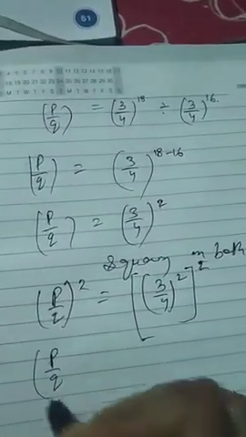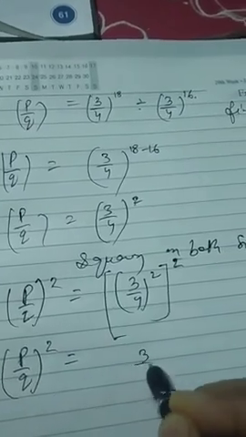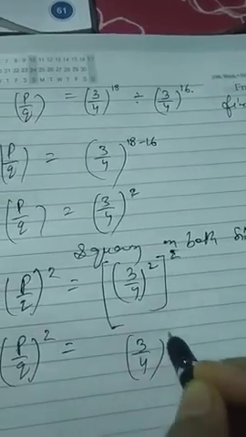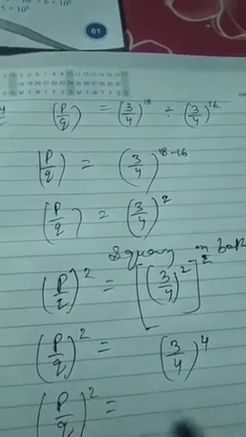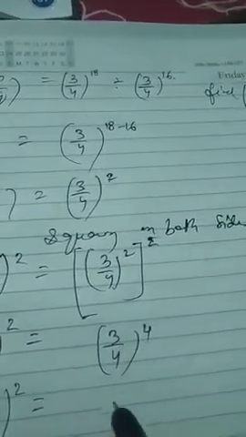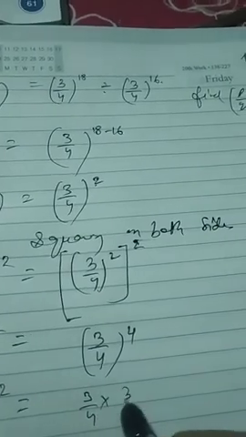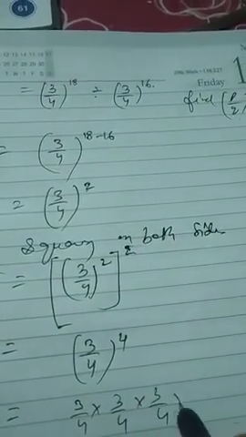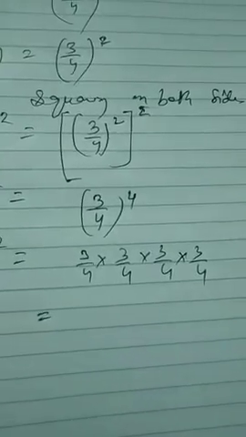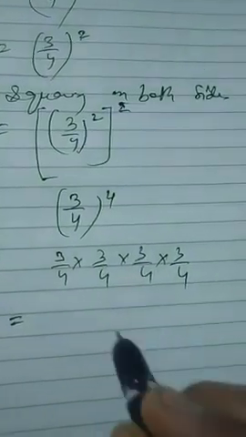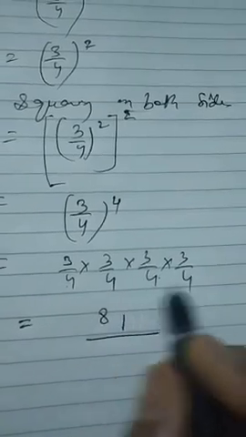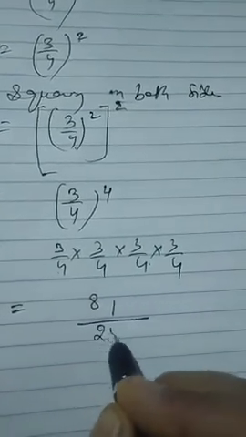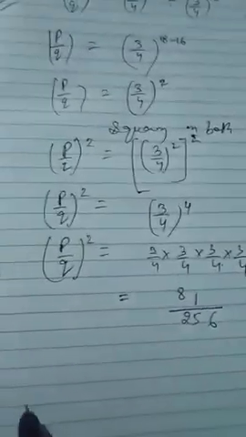Now P by Q square is equal to what? 3 by 4 to the power 2 2s are 4, so its power will be 4. So P by Q square is equal to 3 by 4 into 3 by 4 into 3 by 4 into 3 by 4. 3 3s are 9, 9 3s are 27, 27 3s are what? 81. 4 4s are 16, 16 4s are 64, 64 4s are 256. This will be the answer.